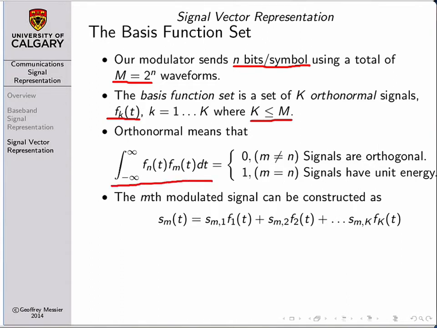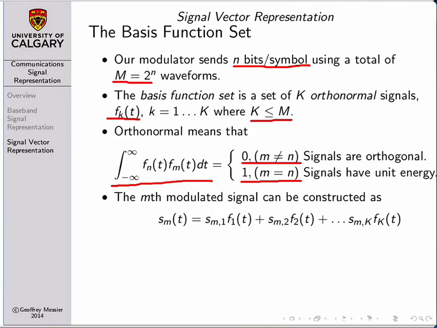So if you take two different signals and you correlate them together, then you get 0. So the signals are orthogonal to each other. And if you correlate a signal with itself, you basically square the signal and integrate it, so you get its energy. And when you do that, you get 1. So signals have unit energy. And so that's what it means to be orthonormal.